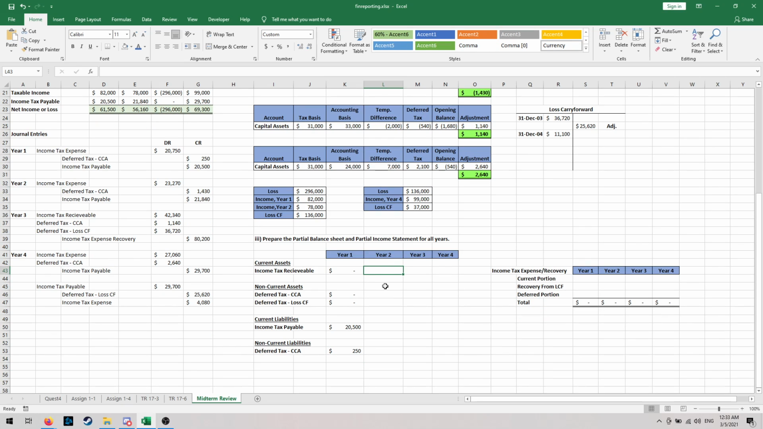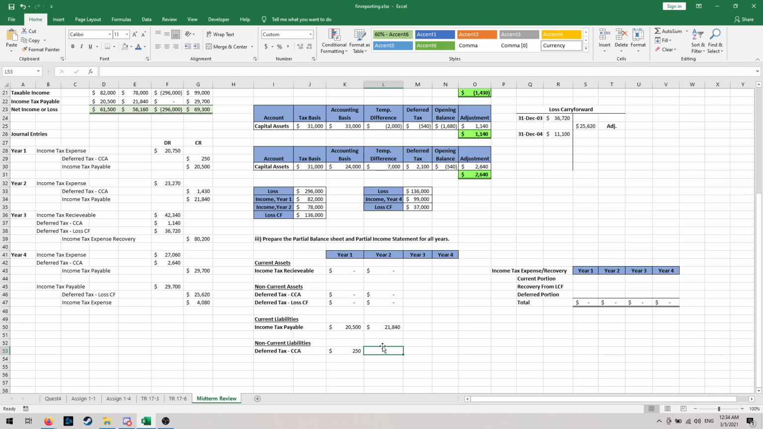In year 2, we also had 0 income tax receivable. We didn't get a refund in year 2, we paid. We didn't have a deferred tax asset in year 2, and we didn't have a deferred tax loss carry forward. We paid income tax in year 2 of $21,840, and we can just link to it up here from our tax reconciliation. And finally, we had a deferred tax liability.